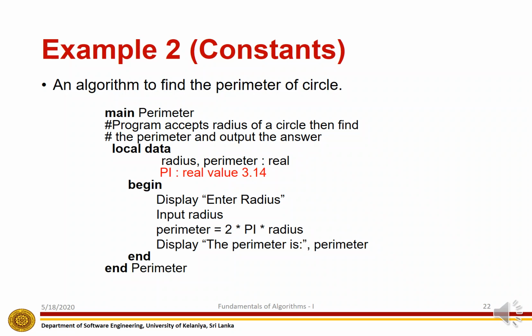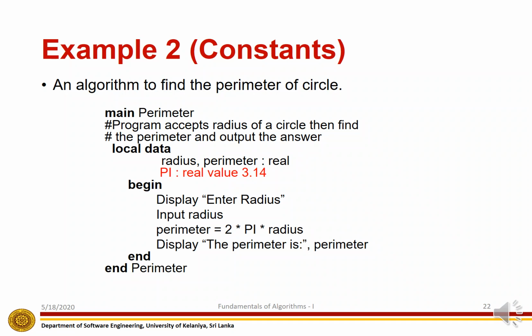And outputs. What are the outputs? There is only one output. You have to give the perimeter as the output. Perimeter also can be a decimal value, so its data type is also real. Now we can write the algorithm. Main, I have given the algorithm name as perimeter. Then comments, program accepts radius of the circle and then finds the perimeter and outputs the answer. After that, data definition, radius and perimeter both must be real. Then we have to give the value for pi, that is also a real value, 3.14, because pi is also data.